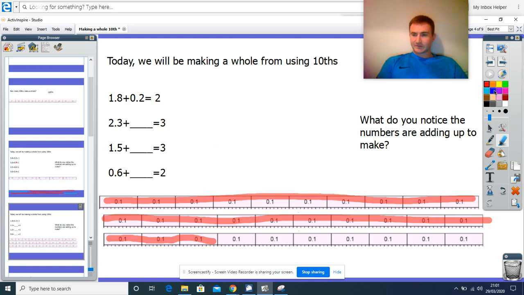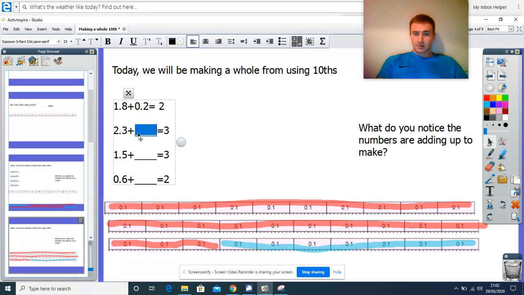Okay, how many is left? Again, use bar models to help you. There's absolutely nothing wrong with doing that. When I give you the work, I'll put bar models there for you as well. So I've got 0.1, 0.2, 0.3, 0.4, 0.5, 0.6, 0.7. So 2.3 plus 0.7 equals 3.